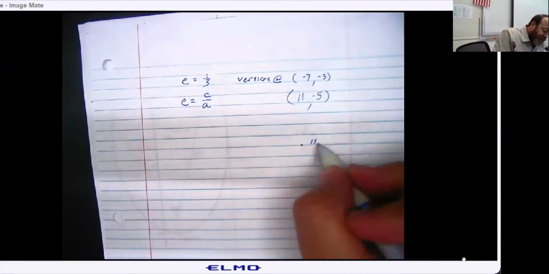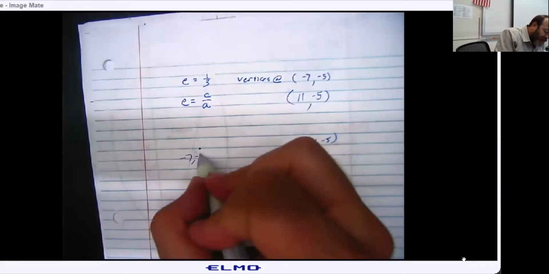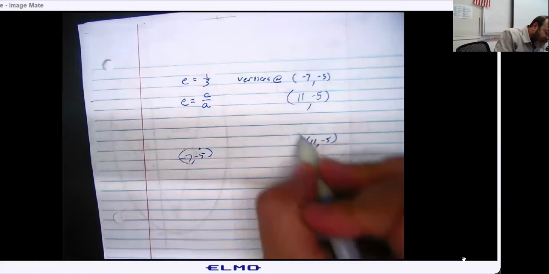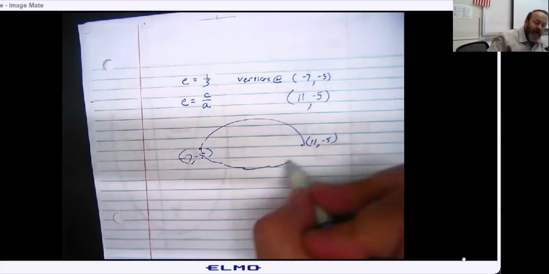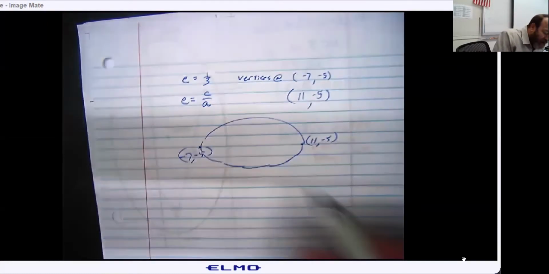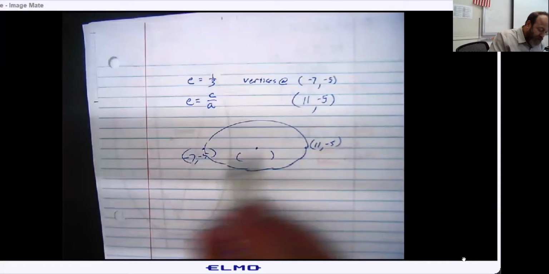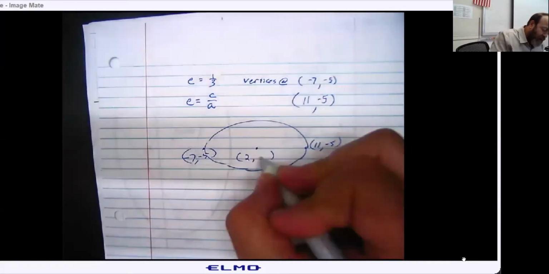So I've got 11, -5, somewhere over here, and it looks like I've got -7, -5 over here. So I've got some kind of ellipse going this way. And again, you don't have to sketch it. It just helps me. And so what I know is that the center of this thing is right in the middle. Those two things add up to 4. And if I cut that in half, I get 2.